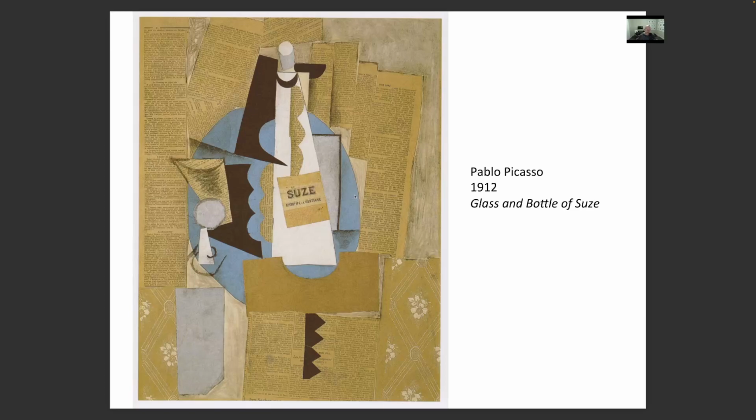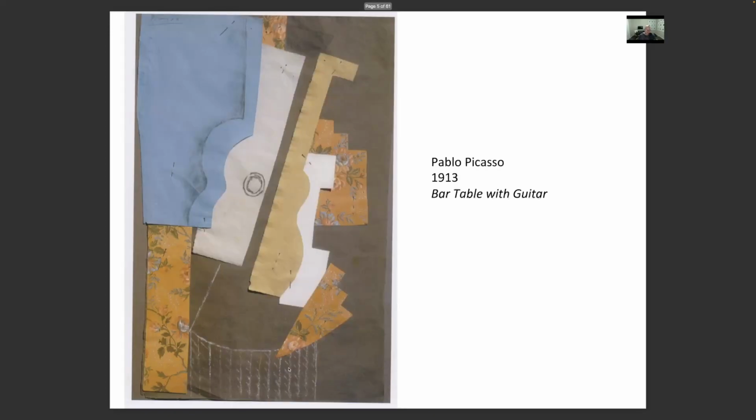Here's another Pablo Picasso. So this is Glass and Bottle of Suze. And we can see that the Suze here is a liquor bottle. So he's peeled off the label of this bottle of liquor to include in the collage. It looks like these are, I think this is just like a newspaper that he's ripped up. That's what it looks like.